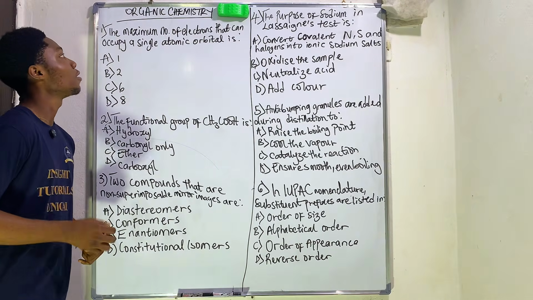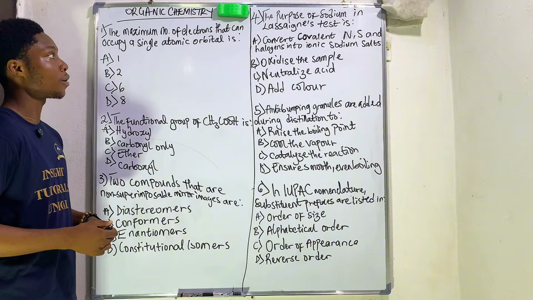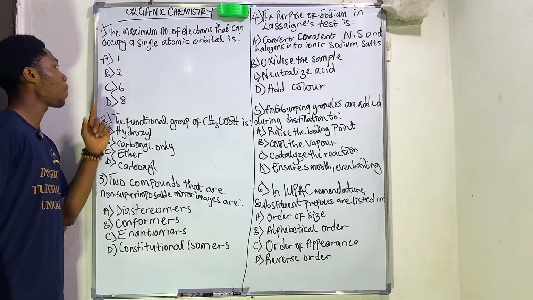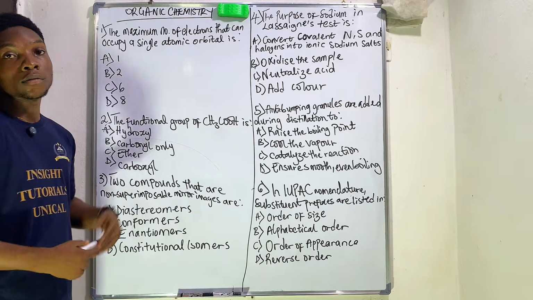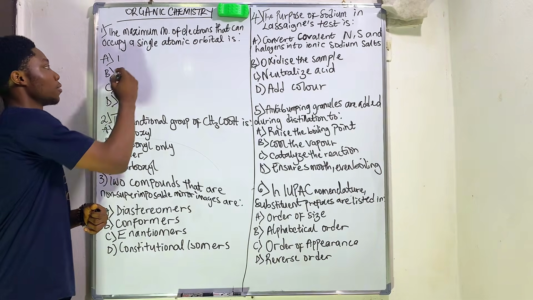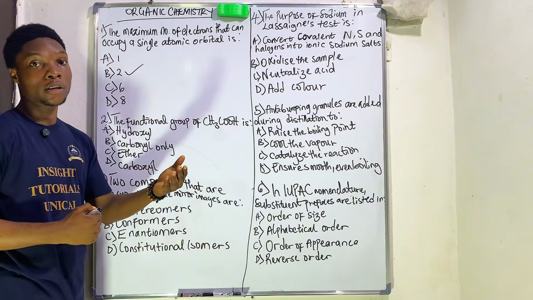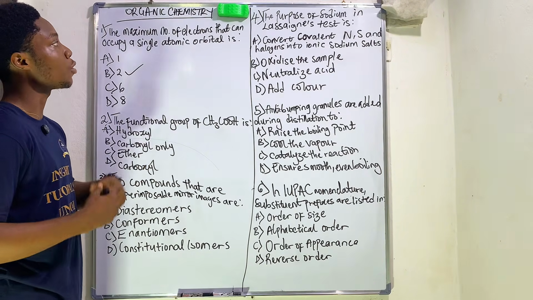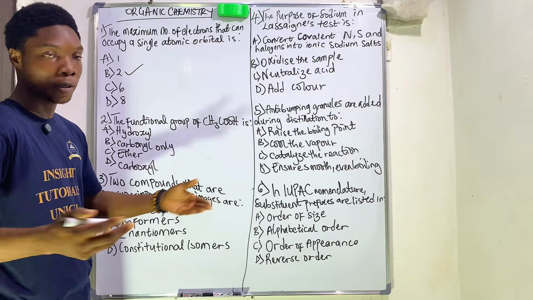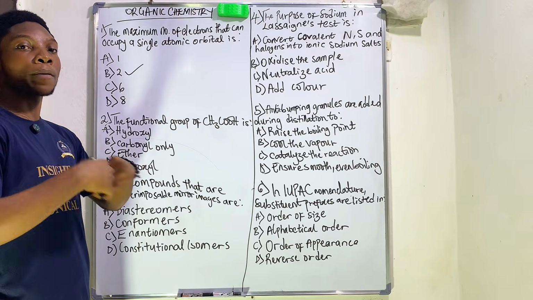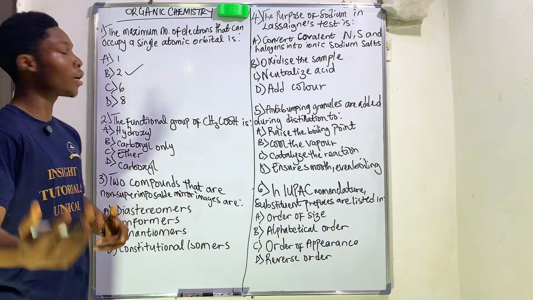Question 1. The maximum number of electrons that can occupy a single atomic orbital is A, 1; B, 2; C, 6; and D, 8. Now, the correct answer is B, 2, right? For this particular question, we'll be following the Pauli exclusion principle, which says that an orbital can only occupy 2 electrons of opposite spin. So an orbital is only liable to occupy 2 electrons. That's the maximum number of electrons that can be in an orbital.